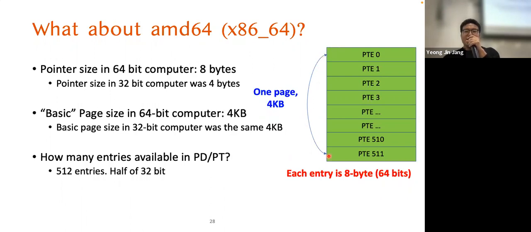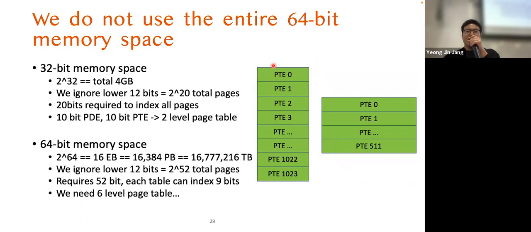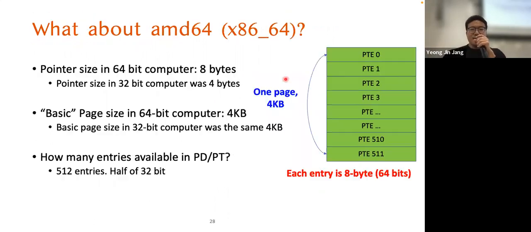Within 1 page, we previously could store 1024 entries because each entry is 4 bytes. 4096 divided by 4 is 1024. But now, the basic page size in a 64-bit computer still remains 4 kilobytes, but we have an 8-byte entry. Then we will only have 512 entries in there.